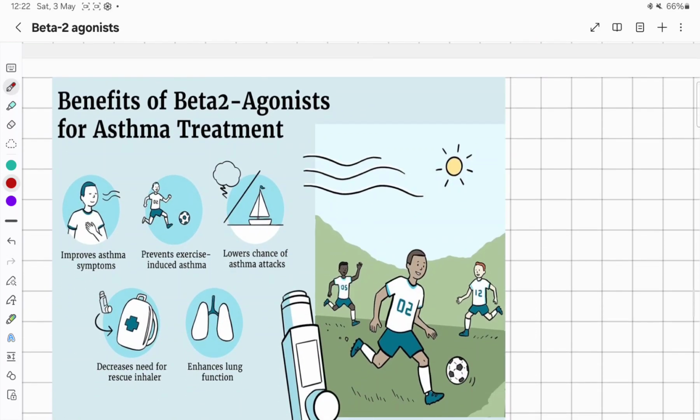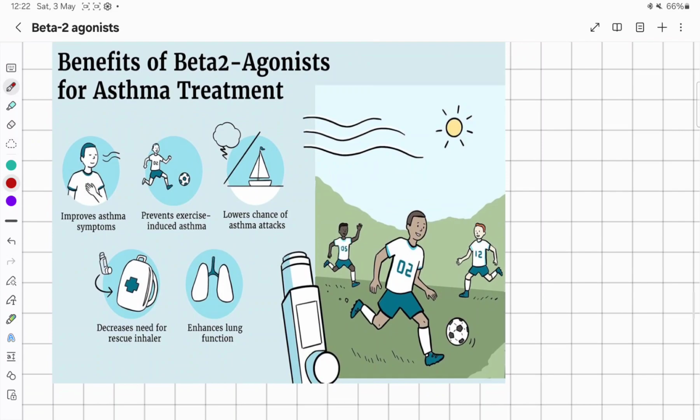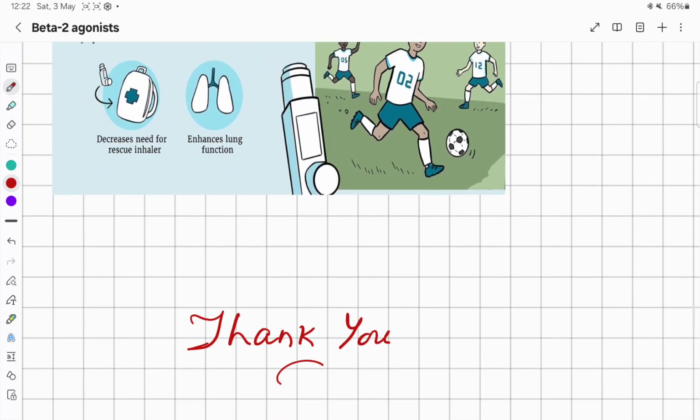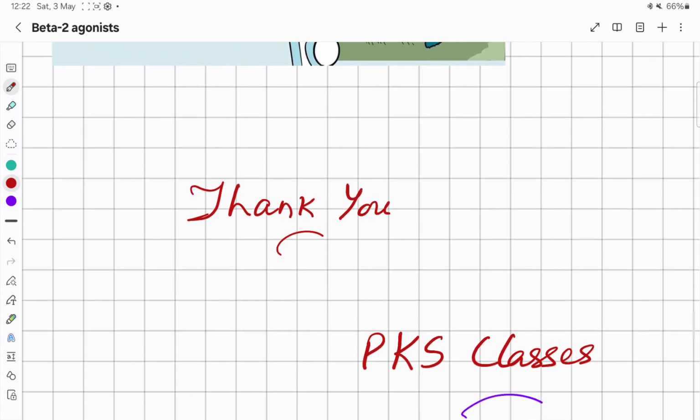The benefits of beta-2 agonists for asthma treatment: they improve asthma symptoms, prevent exercise-induced asthma, and lower the chance of asthma attacks. There is a decreased need for a rescue inhaler, and they enhance lung function. These are some of the advantages of beta-2 agonists. So this is all about the beta-2 agonists.